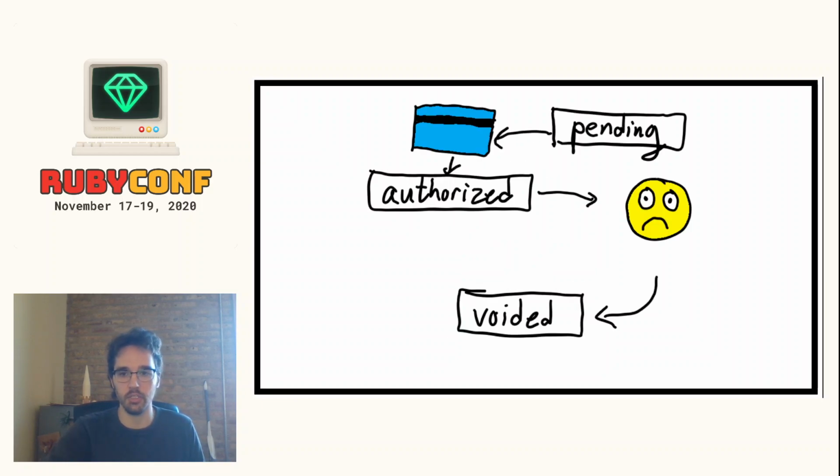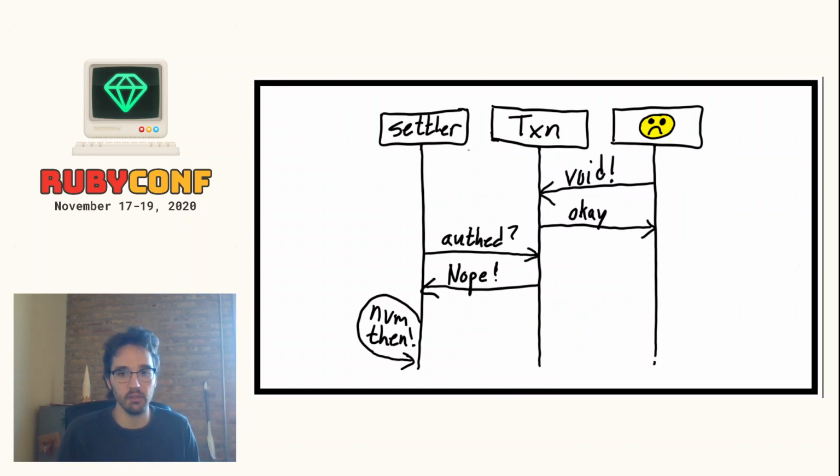If after a transaction is authorized, but before it's settled, a customer comes in and wants to cancel it for whatever reason, or maybe the merchant wants to cancel it for whatever reason, then we void it instead, and then the transaction moves into the voided state. So the way the sequence diagram for that looks is this, where a customer comes in, says void, the transaction says, "Okay, I'm void now, you can move forward." And then the settler comes in and says, "Hey, transaction, are you authed?" The transaction says, "No, actually, I've been voided. Please don't settle me." And the settler says, "Okay, I'll move on to other things."